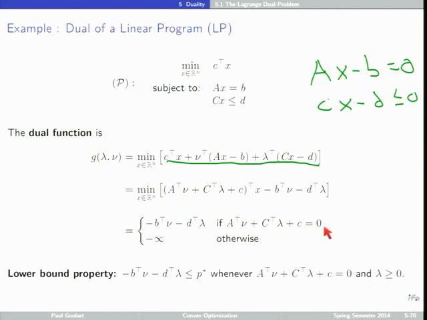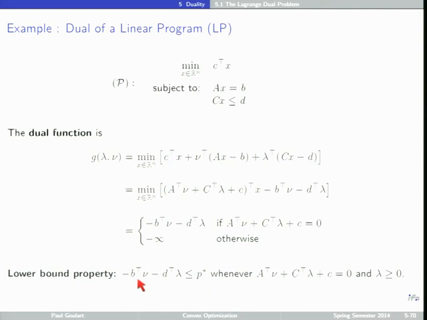Okay, so now what's my lower bound? Well, I have p star. My lower bound is this function for every lambda and nu. So I have the condition that this number here, which is the value of my function on its domain, is less than p star every time lambda and nu are in the domain of the function, and lambda is non-negative. So I get a nice lower bound. And again, I should ask, what's the best lower bound? Okay, so let's find the best lower bound.